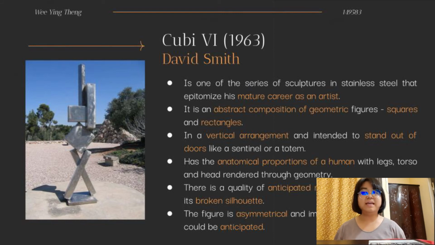Although greater than life size, it nevertheless has the anatomical proportions of a human with legs, torso and head rendered through geometry. And while it is static, there's a quality of anticipated movement to be found in its broken silhouette. The figure is asymmetrical and implies that a shift in space could be anticipated.